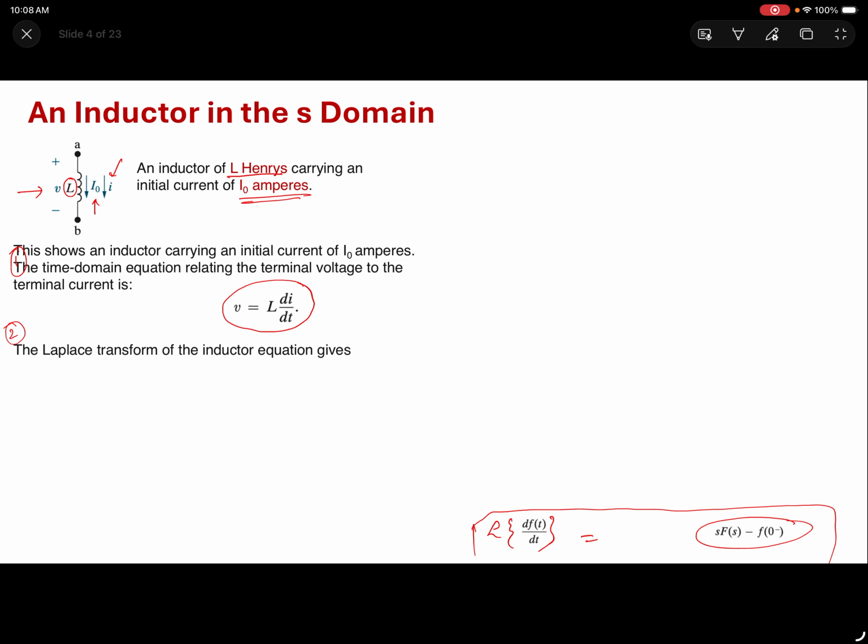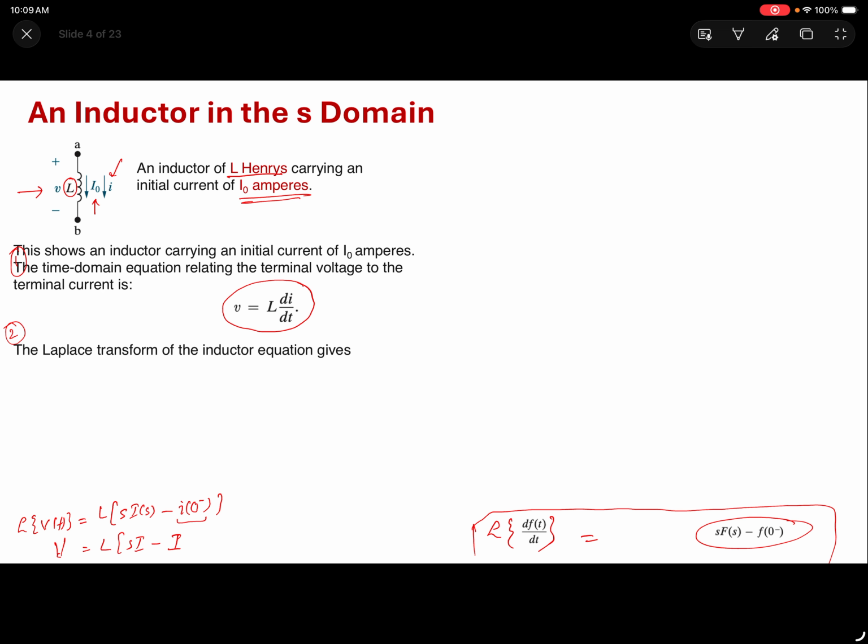So we can apply exactly the same thing over here. For example, you can take a Laplace transform of v(t), which should equal L, a constant, times di/dt. So it should be s times I(s) minus I(0⁻). This comes out to be capital V equals L times (sI minus I naught). This is the initial condition of the inductor.